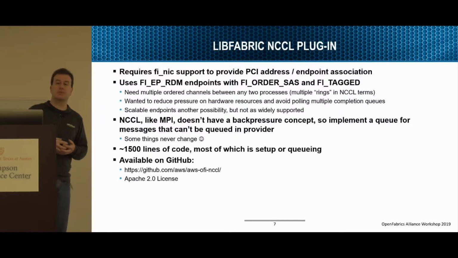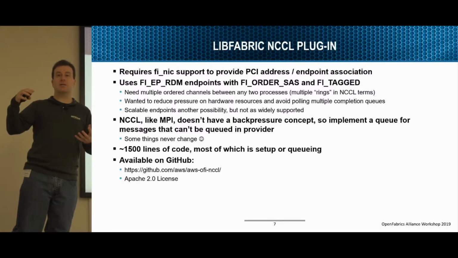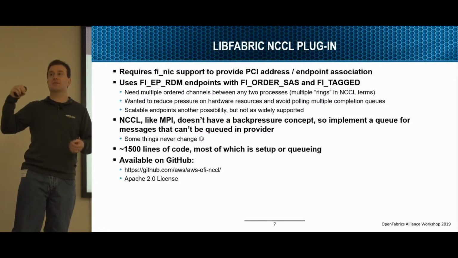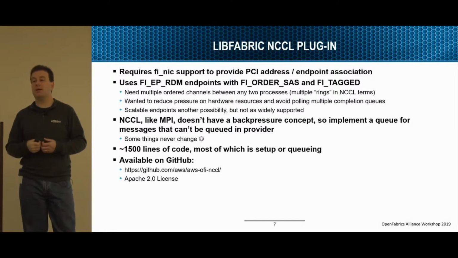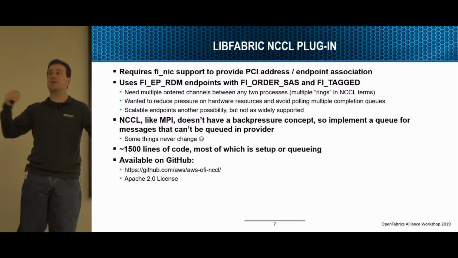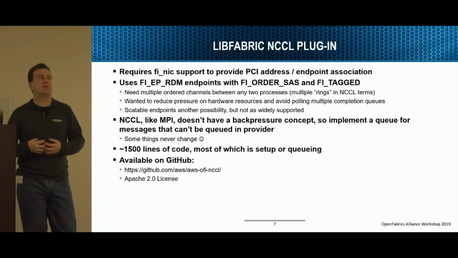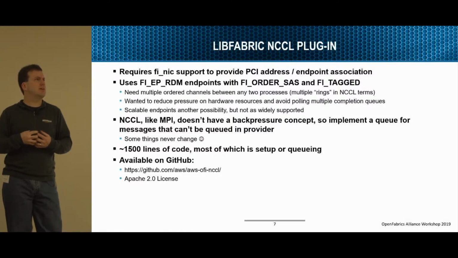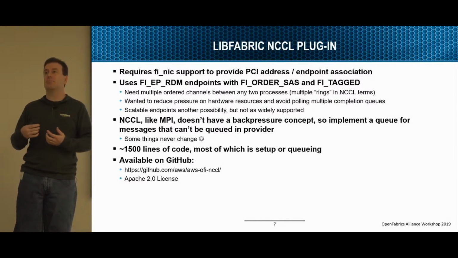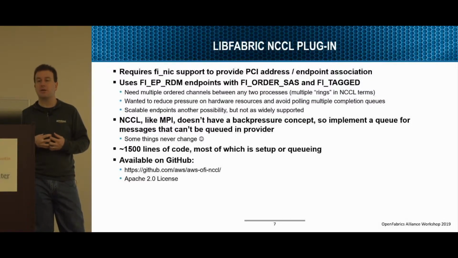The first call out is, because NCCL believes the performance of NCCL is dependent on picking NICs close to GPUs, we need fi_nic support to pull out the PCI address of the endpoint we're talking to and wire everything up. You know, fi_nic was added in 1.7, if I have that right. Yeah, in Libfabric 1.7, it's a requirement for us. Otherwise, we can't figure out how to enumerate it through the host.